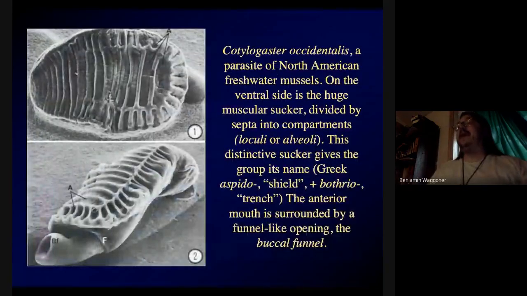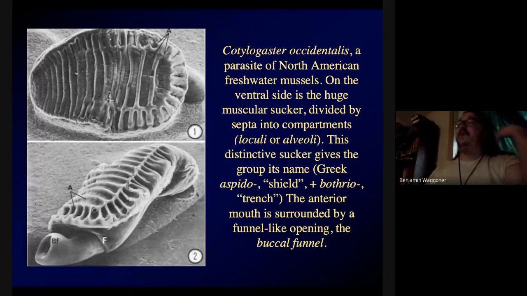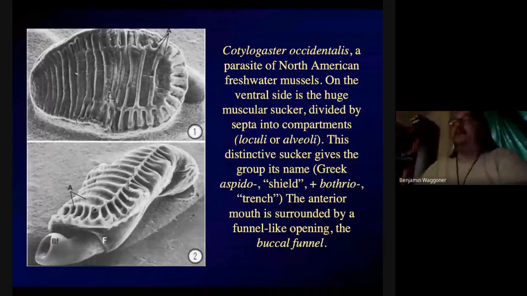And there's one, Cotylogaster. The picture up at the top, you see the belly, the ventral side, and you can now see why they're called Aspidobothria, shield with ditches or shield with trenches, because that big oval muscular sucker is divided up into a bunch of compartments by low cross walls called septa. If you must know, the compartments are called alveoli, or they're called loculi. Both of those pictures, you can see that big sucker with lots of alveoli.